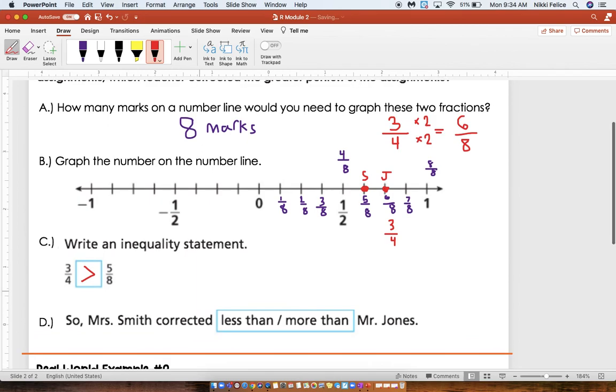So Mrs. Smith, who only graded 5/8, she graded less than Mr. Jones. Mr. Jones graded more than she did.